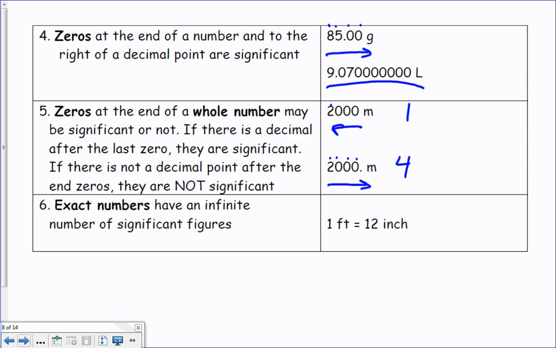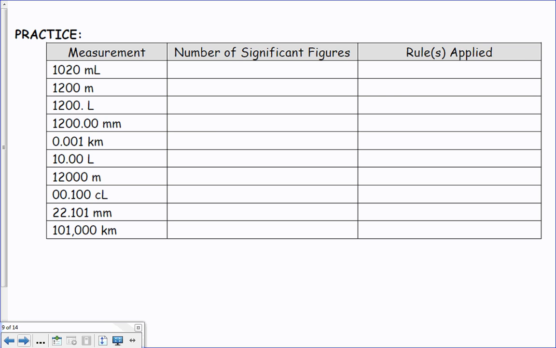Number 6, exact numbers, infinite. Practice for you. You guys do the practice. We will talk about it in class and check your work.